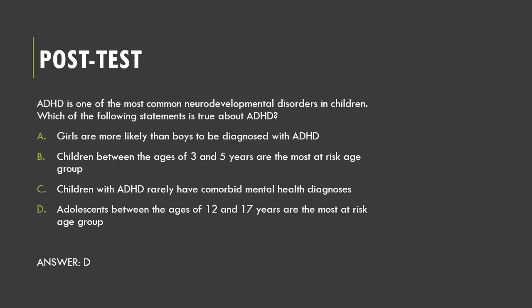Question number 2. ADHD is one of the most common neurodevelopmental disorders in children. Which of the following statements is true about ADHD? The correct answer here is D. The most common age group that receives a diagnosis of ADHD are adolescents between the ages of 12 and 17. Boys are more likely than girls to be diagnosed with ADHD at a ratio of 2 to 1. Children between the ages of 3 and 5 are not the most at-risk age group, as this is a difficult time to distinguish between normal behaviors as well as ADHD behaviors. Children with ADHD often have comorbid mental health diagnoses.